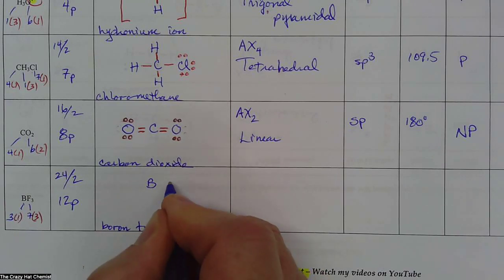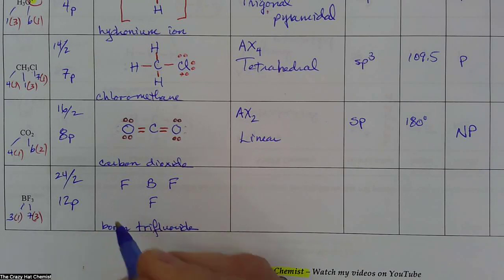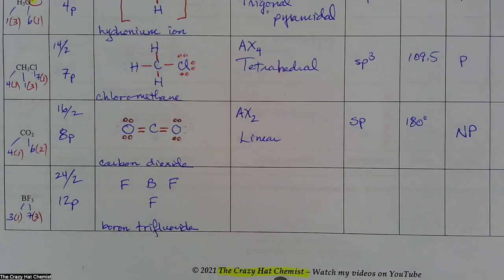Boron, a fluorine, a fluorine, a fluorine. Now, by the way, I figured out that the least electronegative element goes in the middle, but what is the most electronegative element? Say it out loud. 1, 2, 3. That would be fluorine. So does fluorine go in the middle? Heck no. No way.